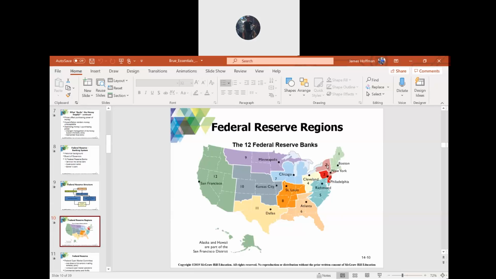So even though it looks like San Francisco has a lot of jurisdiction, the specific colored region is overseen by that Federal Reserve Bank in the main city, right? So there's 12 main Federal Reserve banks in the cities with the dots. So they're mostly capital cities.